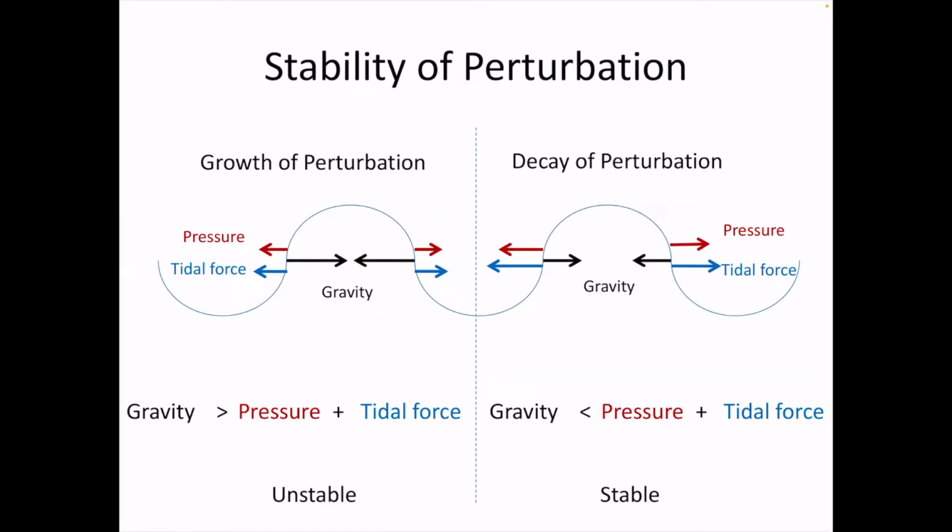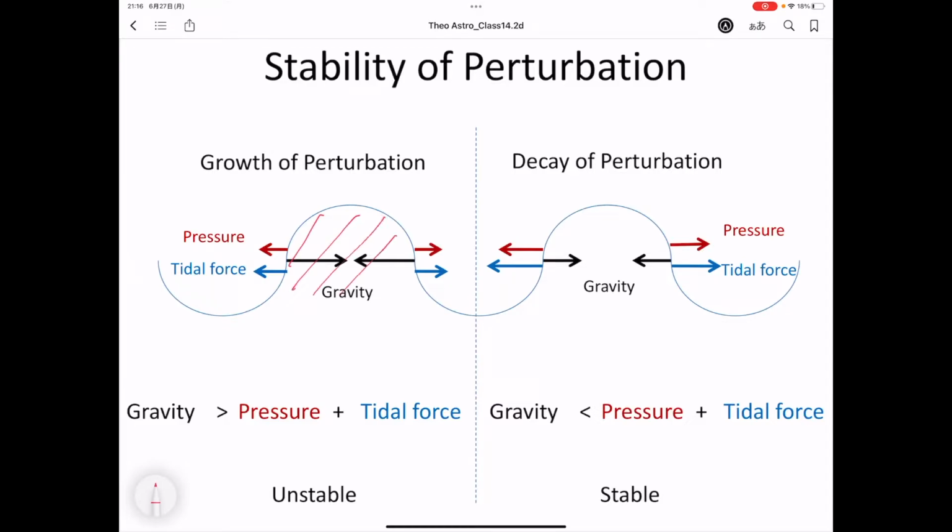If the perturbations make more material accumulate in these regions, and the gravity is larger than the sum of the pressure and tidal force, density is increasing. And then finally, this becomes a really high dense region. Low dense region, high dense region. So this might be the seed of some dense object in a disk.